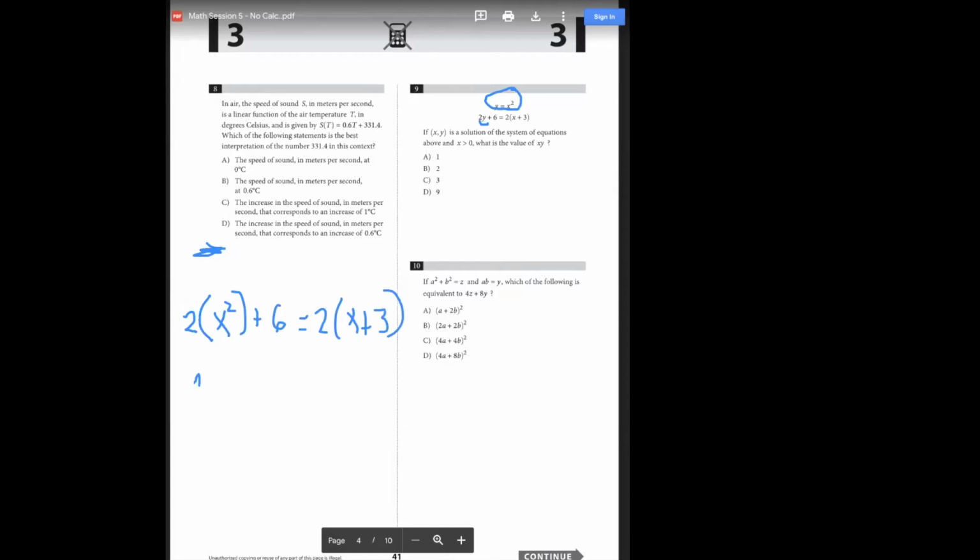You can simplify this to 2x squared. You have a 6 over here. This becomes 2x plus 6. You move everything over to the other side because once you have a variable with an exponent, it's good to just set everything equal to 0 and see if you can factor it out.